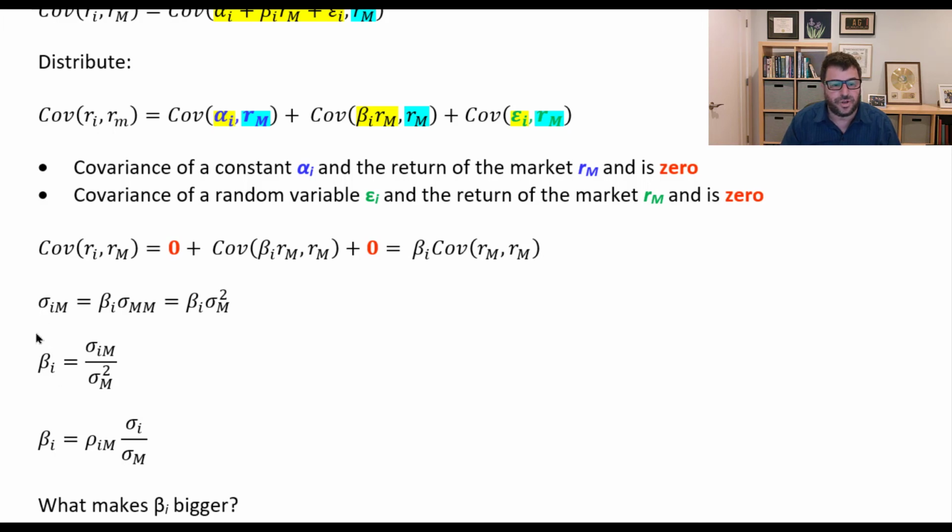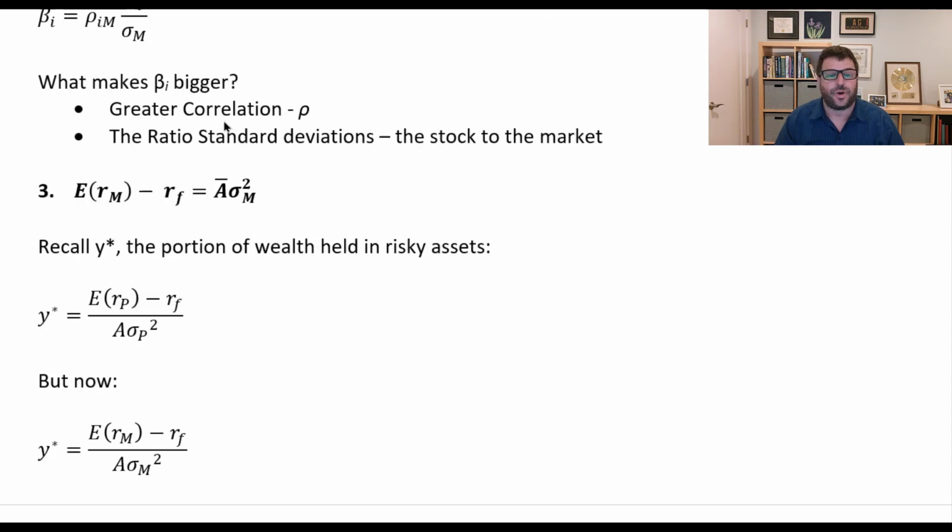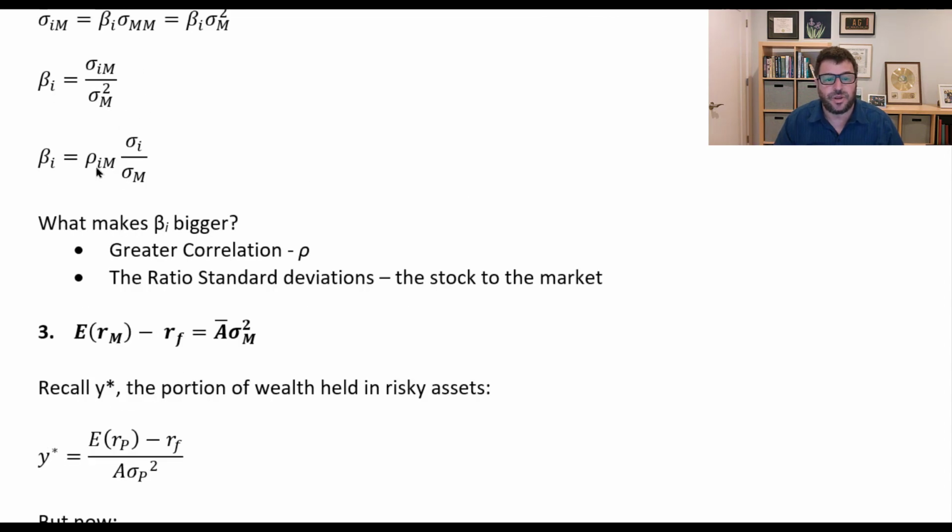Solve for the beta by pulling that over. And I know by definition that the correlation times the ratio of the standard deviations is equal to the beta. Okay, so what makes beta bigger? Well, greater correlation makes beta bigger, and the ratio of standard deviations: if it's the case that the stock is very volatile relative to the market, then I have a larger beta.